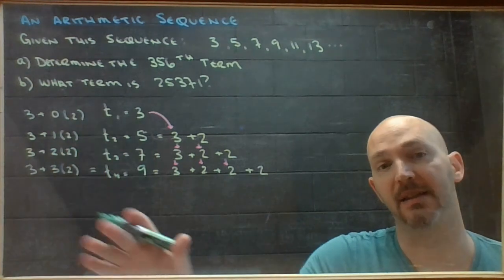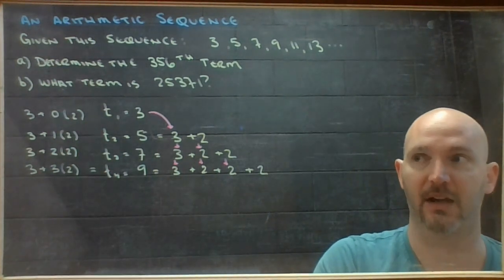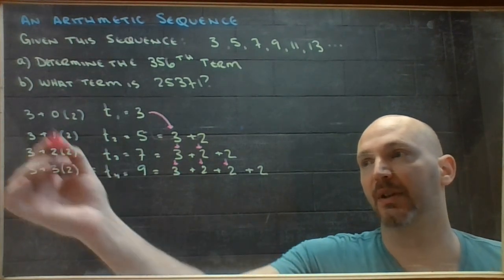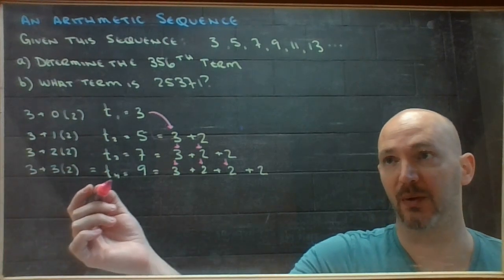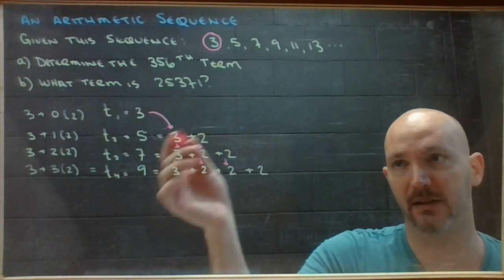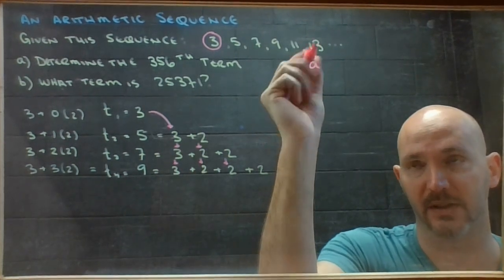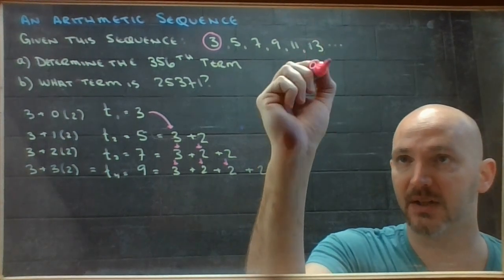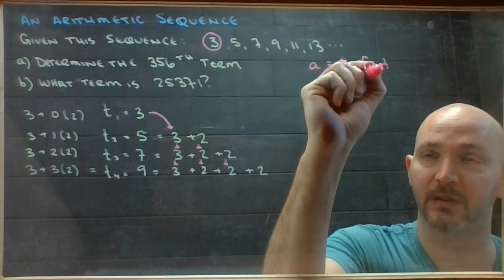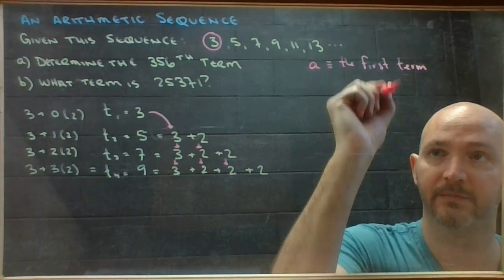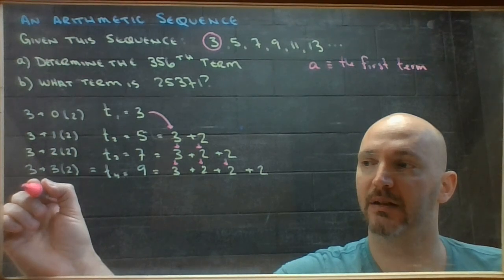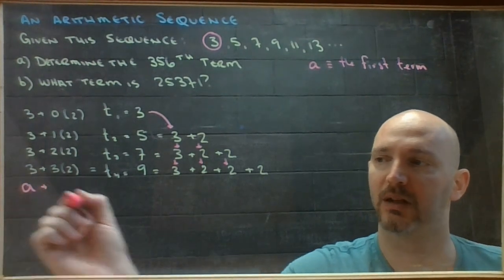Now I want to replace these numbers with some symbols so that I can apply it to any sequence, not just this one. So I'm going to look for the number 3 here. What was number 3? Well, it was the first term in your sequence. So I'm going to give that a special name. I'm going to use A. A is the first letter of the alphabet, so it might as well be the first letter of our sequence. The first term. Okay, so my formula over here will be A plus.